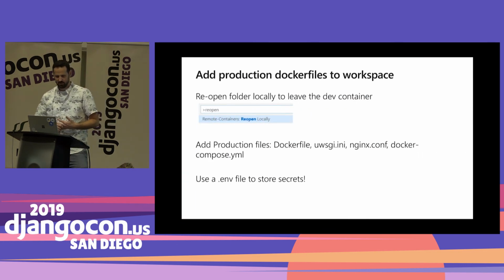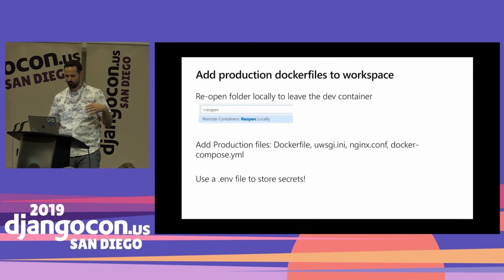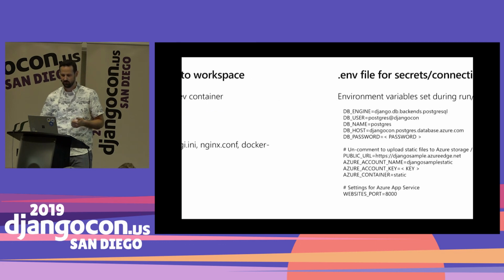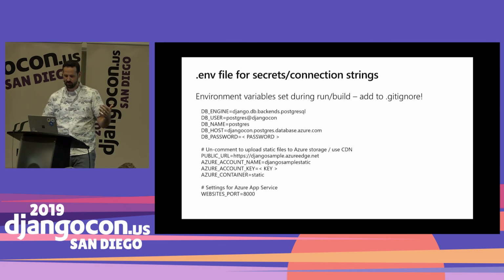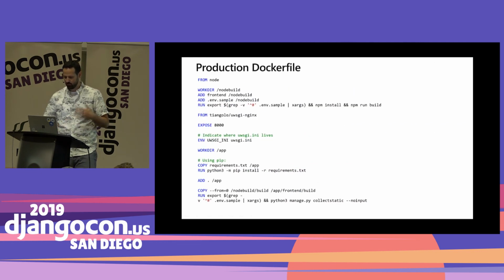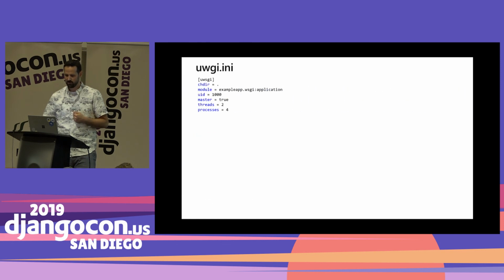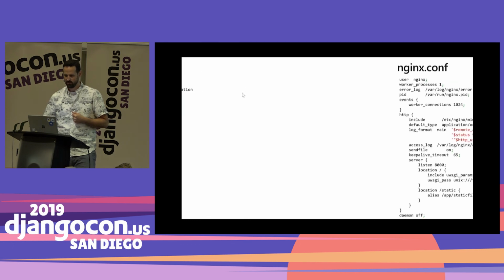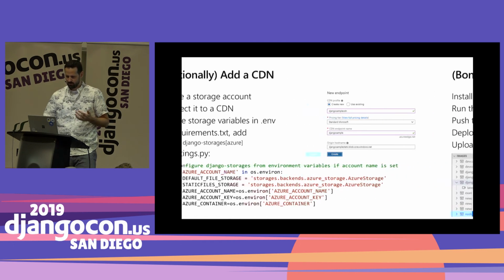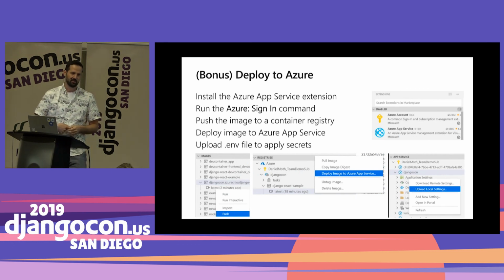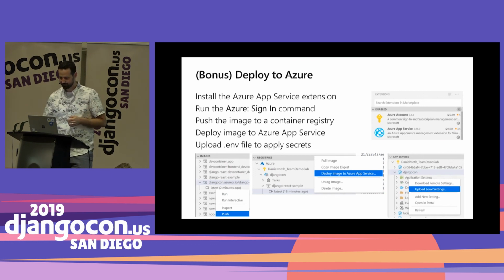Okay, just a quick recap. We reopened the folder locally, we added some production Docker files, and we stored our secrets in a .env file. That's an example of what that .env file looks like with my passwords and key removed. I walked you through those production Docker files, and there's the configuration for the WSGI server, which picks up the WSGI app for Django. Once we have this container built, you can easily deploy it up to Azure just by using the Azure App Service extension that we have, but that's a bonus. I don't have time to walk through that today.